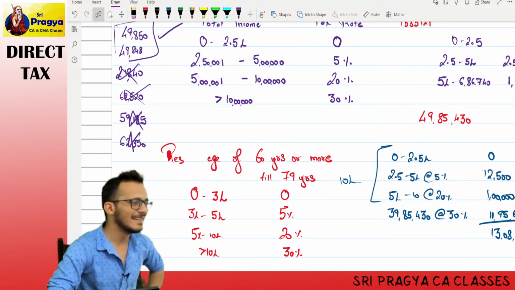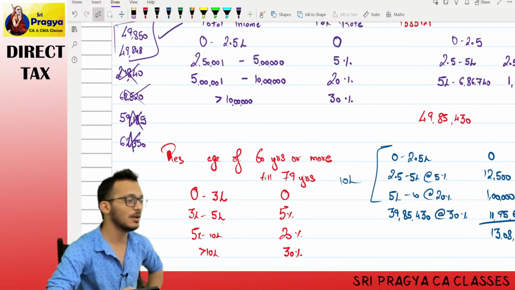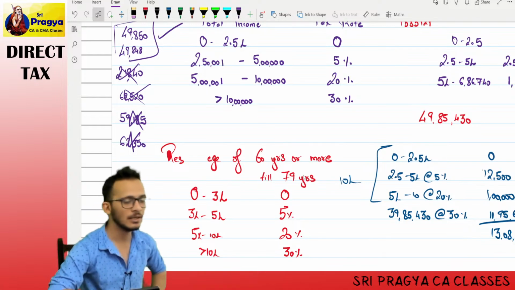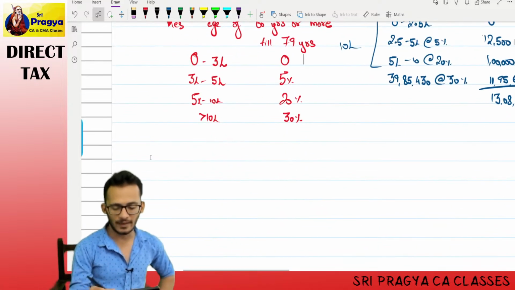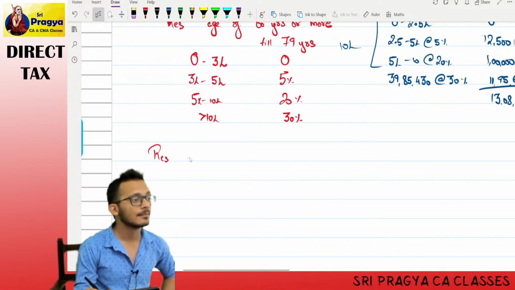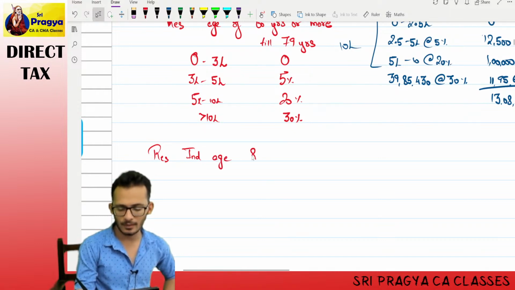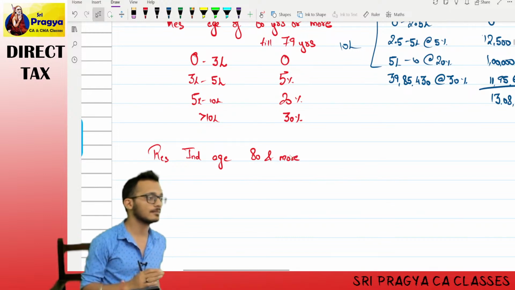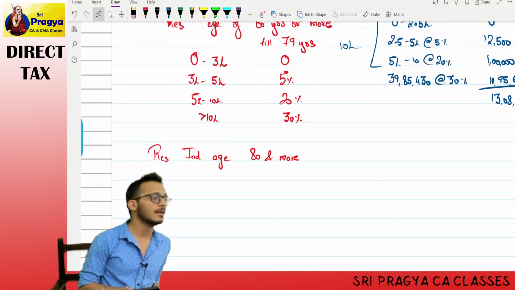Income tax said after 79. Now you are more critical. I need to give you some more benefit. So then came the next slab, where they said if you are found to be a resident individual, age 80 and more, the slab itself will become 5 lakhs now.